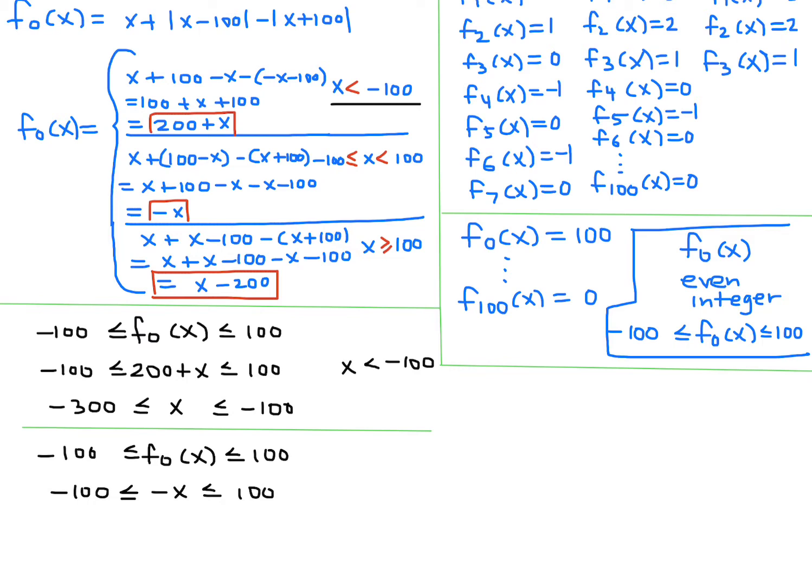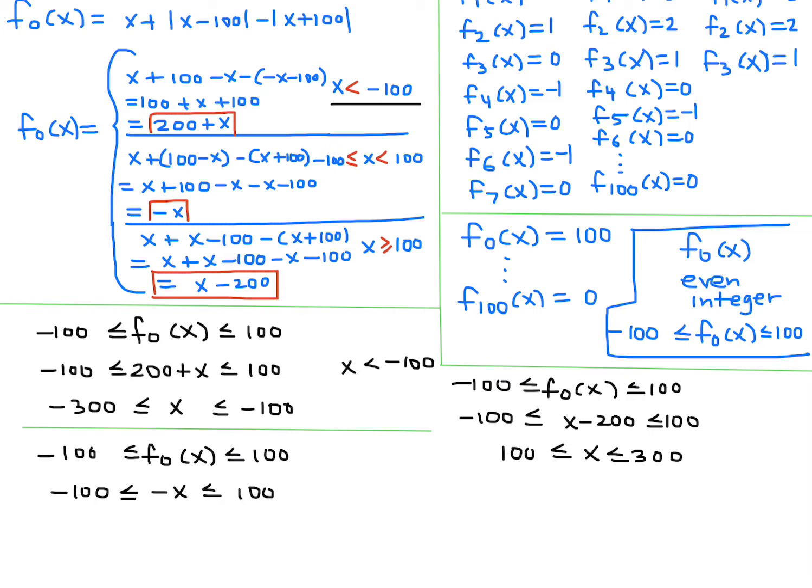And now let's look at the final range, which is right here, when x is greater than 100. That means we have, again, f at 0 at x is between 100 and -100. But this time it's x minus 200. That's the value of that. So there we go. And if you add 200 to both sides, x is going to be between 300 and 100.